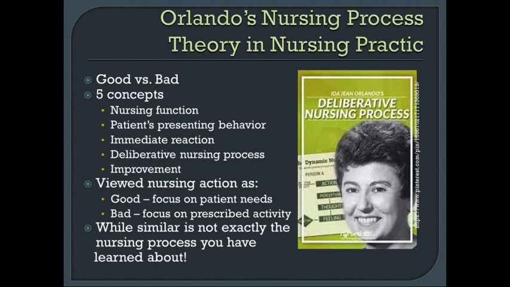Orlando saw nursing actions as either good or bad, and it was interesting that in that day she could call it good nurse or bad nurse. And what she said a good nurse was, a good nurse focused on the patient's needs. Regardless of what else was going on around, that nurse who was good really focused on what the patient's needs were, where the nurse who was bad actually focused on prescribed activities. So regardless of what was going on with the patient, the nurse went in and saw the patient as a task to do, and there was something that had to get done, and that nurse was just going in and doing to get the job done and not really focusing on the patient's needs. So while this theory is similar, it is not exactly like the nursing process that you know or that you have learned about, but it is very interesting, and Orlando was not the first, but one of those pioneers who really broke nursing down into a process.